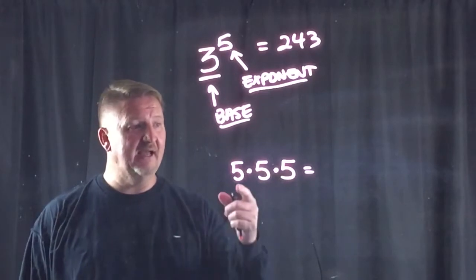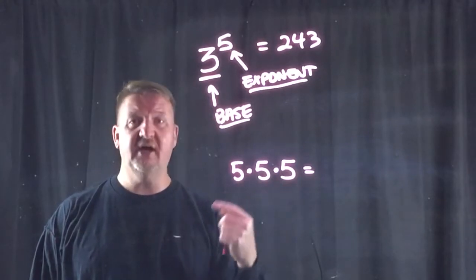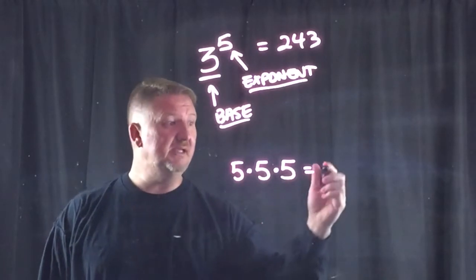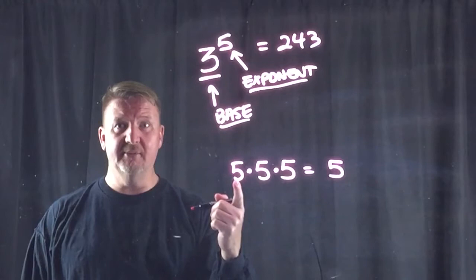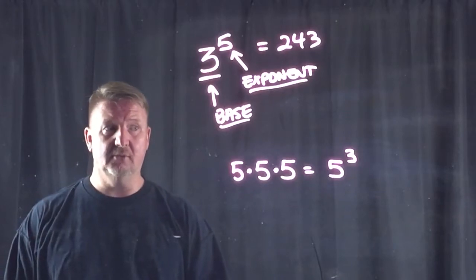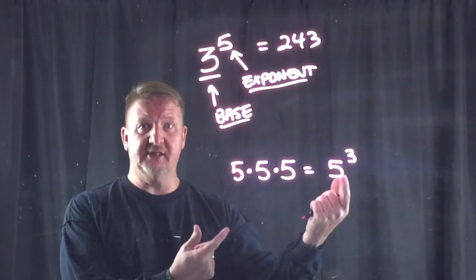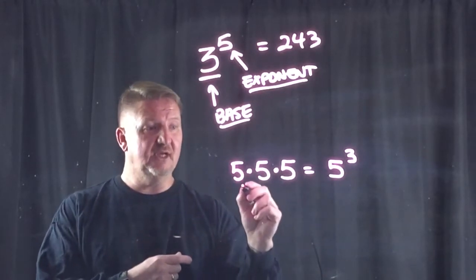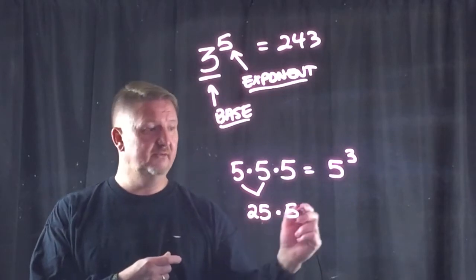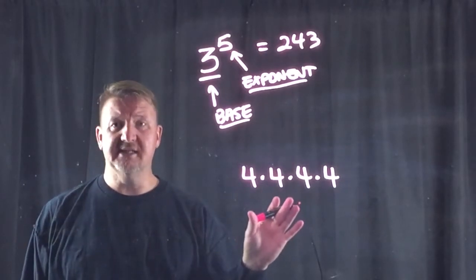In this example, I have a series of numbers that are multiplied together, and they happen to be the same number. So 5 times 5 times 5 can be written as an exponent to save yourself some time and some space. So 5 is the base, so that's the big number, and then I count how many times the 5 is in the problem. 1, 2, 3. So my exponent is 3. All right? That's how you take a number that's written out in expanded form and turn it into an exponent. All right? So if I wanted to solve this, I would say 5 times 5 is 25 times 5 equals 125.